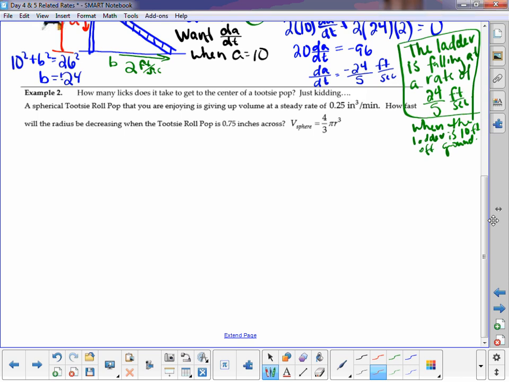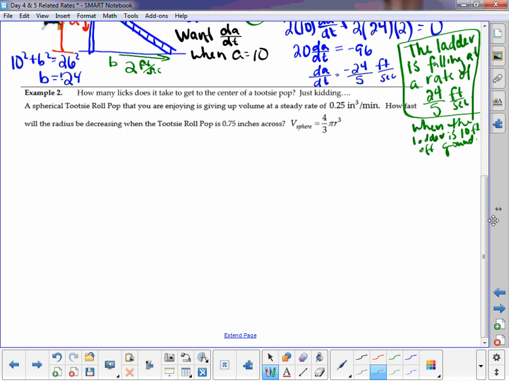Alright, so we have a Tootsie Roll Pop, and it is a sphere. And we're not actually calculating how many licks it takes to get to the center of the Tootsie Pop. I think Stats actually does that, where they do like trial runs with it. I'm not sure. Take Stats and find out, I'm sure.